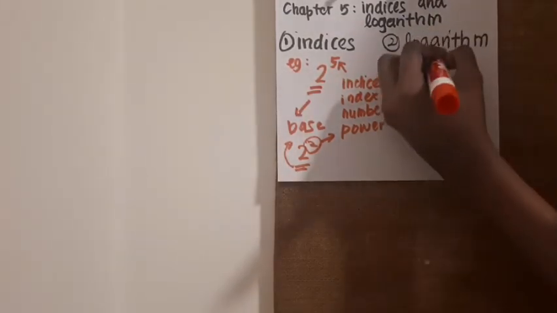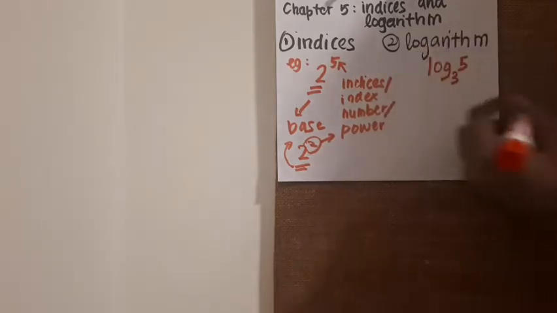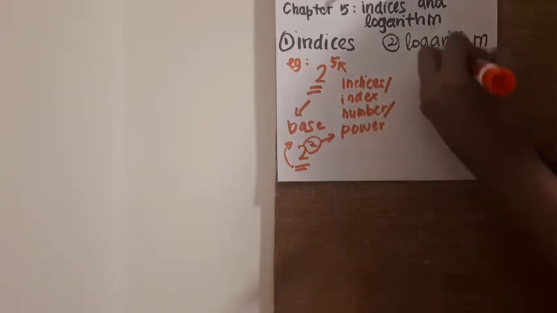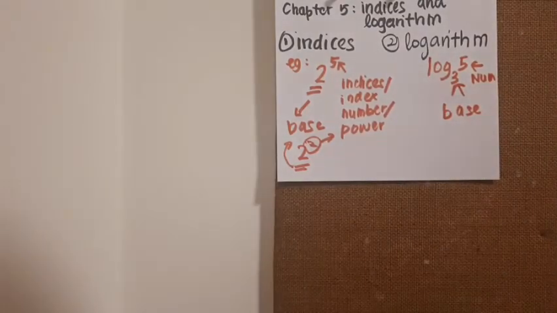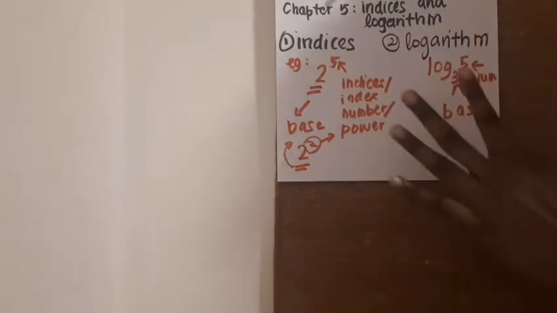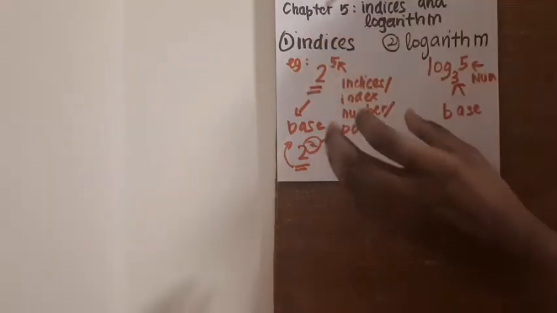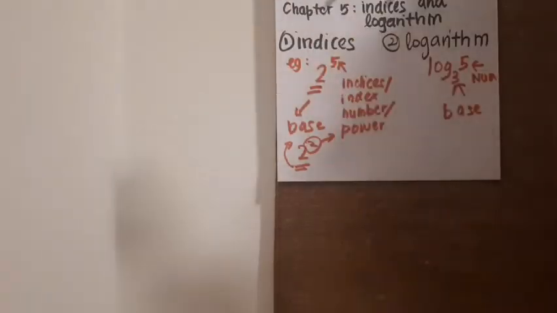Logarithm has the word log in it, where it takes the form like this, where this is the base here and this is the number. Again, always remember, base is something which is below. The one in the bottom is going to be the base. So in the indices, the base is 2, which is below the number 5. So 2 is the base, and 5 is called the power or index number or indices.